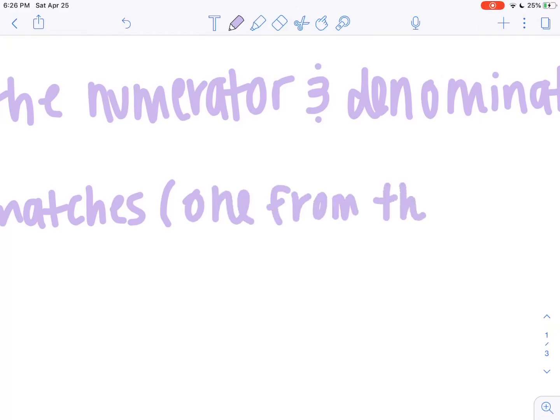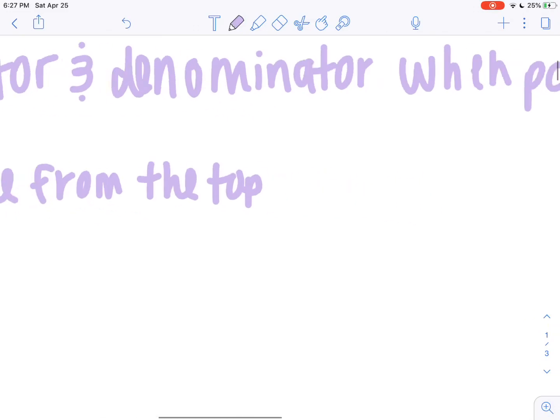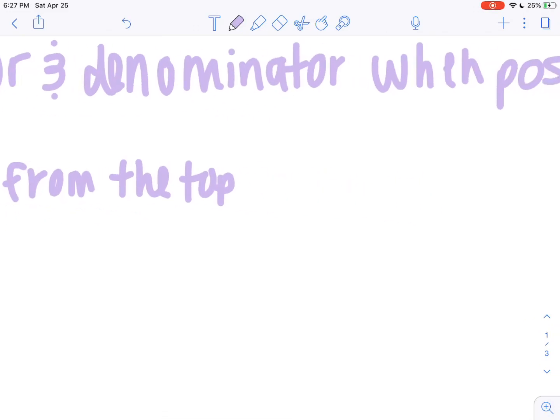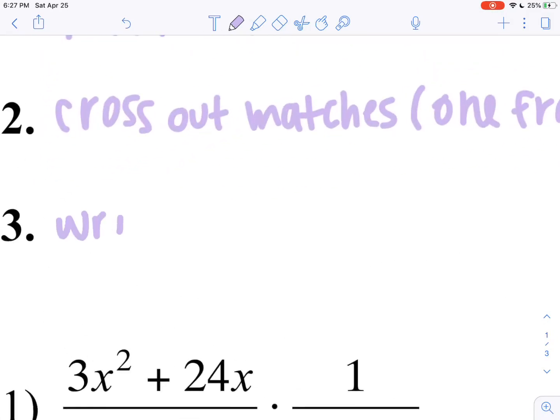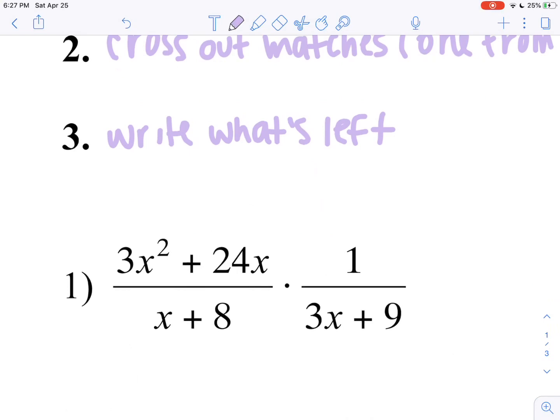One from the top and one from the bottom. And then you write what's left. Okay, so when you're multiplying rational expressions, it's literally just a bigger simplifying problem. Okay, so it's the same exact process. Essentially, you just have more that you could cross out and more that you're going to have to factor.